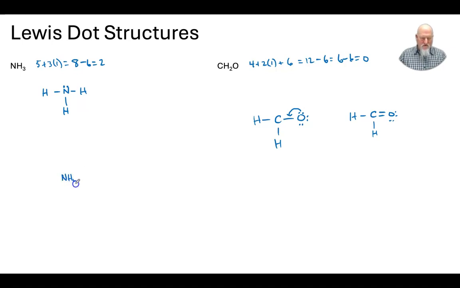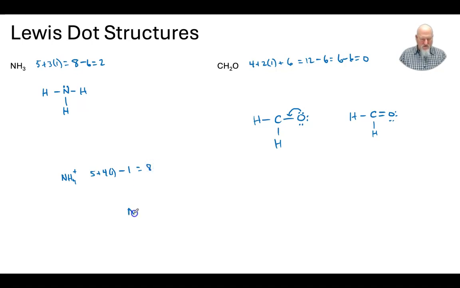NH4+. I want to do an ion. We're going to do some later on, but let's do one now. NH4+. That's NH4 that's all bonded together covalently and has lost an electron. Lost a valence electron. So let's count the valence electrons. 5 for the nitrogen, 4 times 1 for each of the hydrogens, minus 1 because we lose 1 to make it positive. So 5 plus 4 is 9, minus 1 is 8.